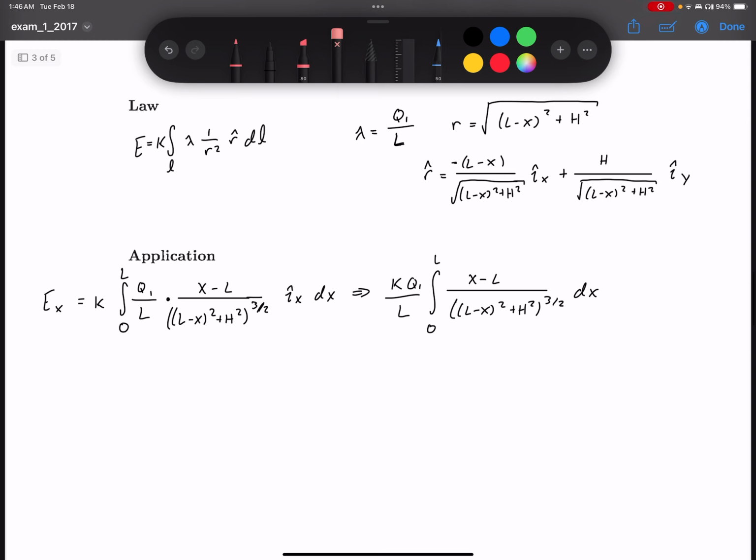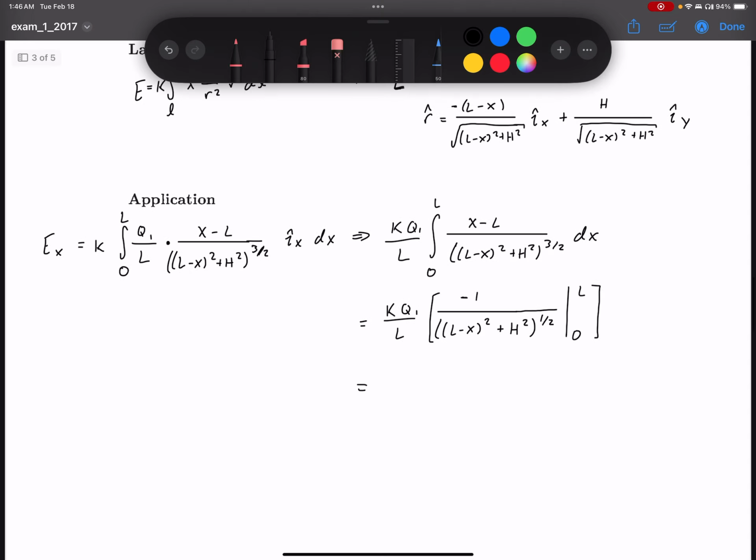So this is going to come out to be KQ1 over L. Put this bracket here. And we've got -1 up top over L minus x squared plus h squared to the 1/2 power. And that is going to be evaluated from 0 to L.